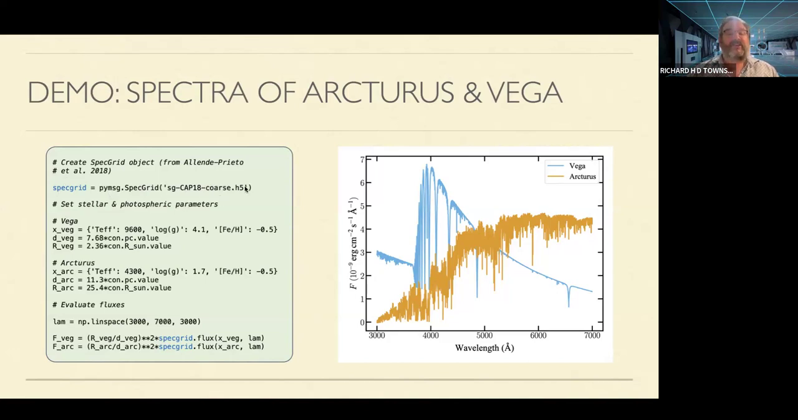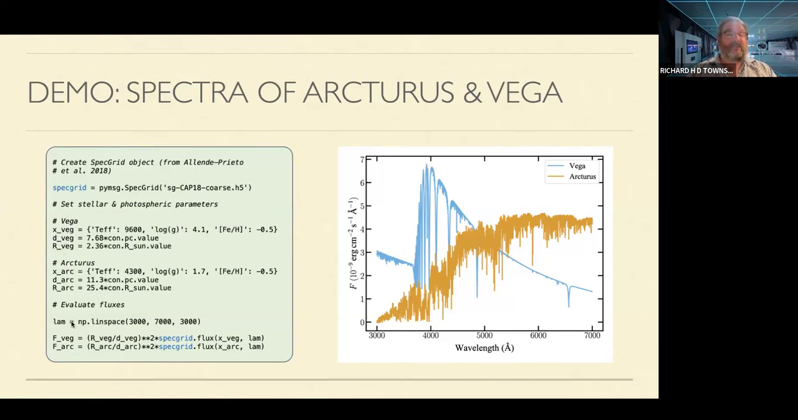So that single line prepares the grid for interpolation, but it doesn't actually load any of the data off disk. It loads some metadata, but that's pretty lightweight. It's not loading hundreds of megabytes or gigabytes of data off disk. The next few lines of code set up stellar and photospheric parameters for Vega and Arcturus. So X is actually a Python dict that stores photospheric parameters, so effective temperature, log gravity, and the iron abundance. Then we've got a distance and a radius for each star.